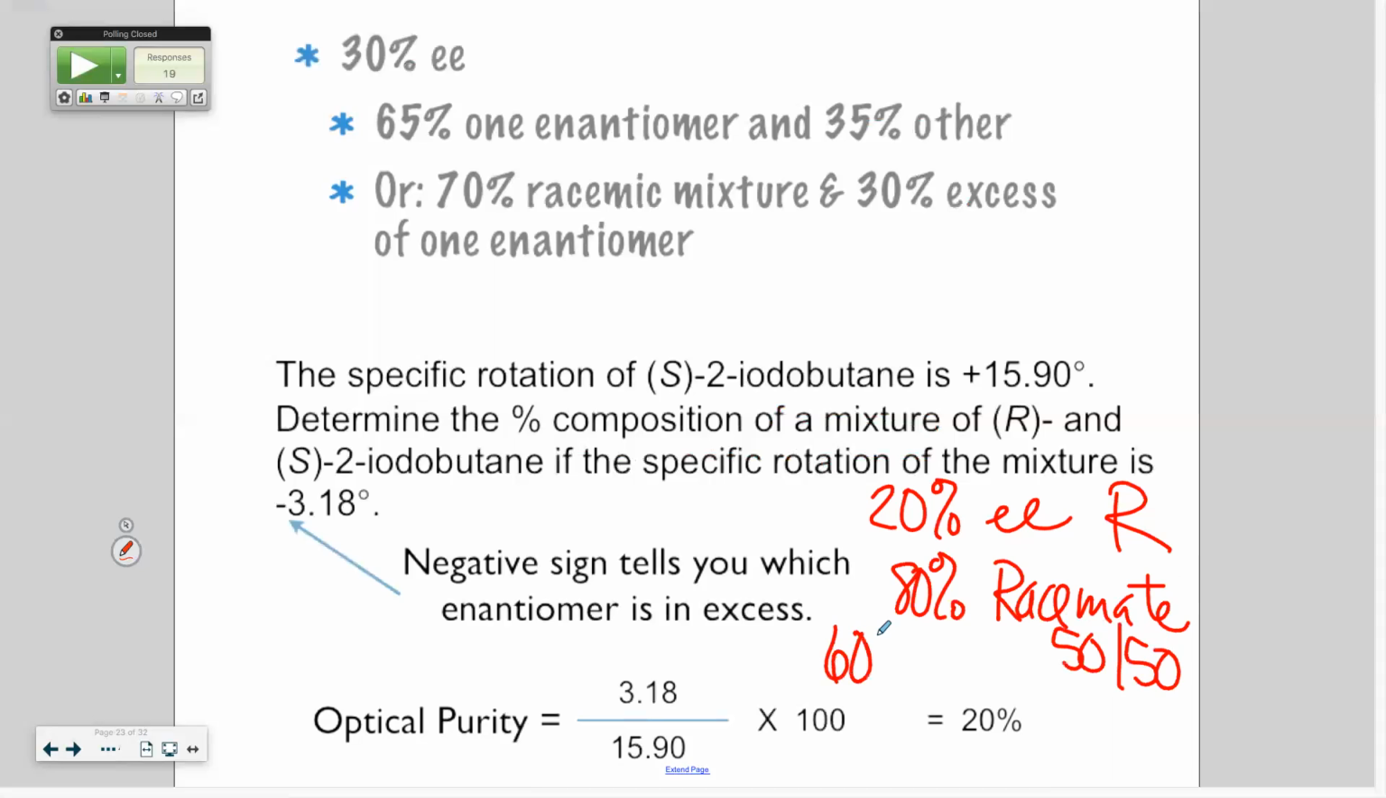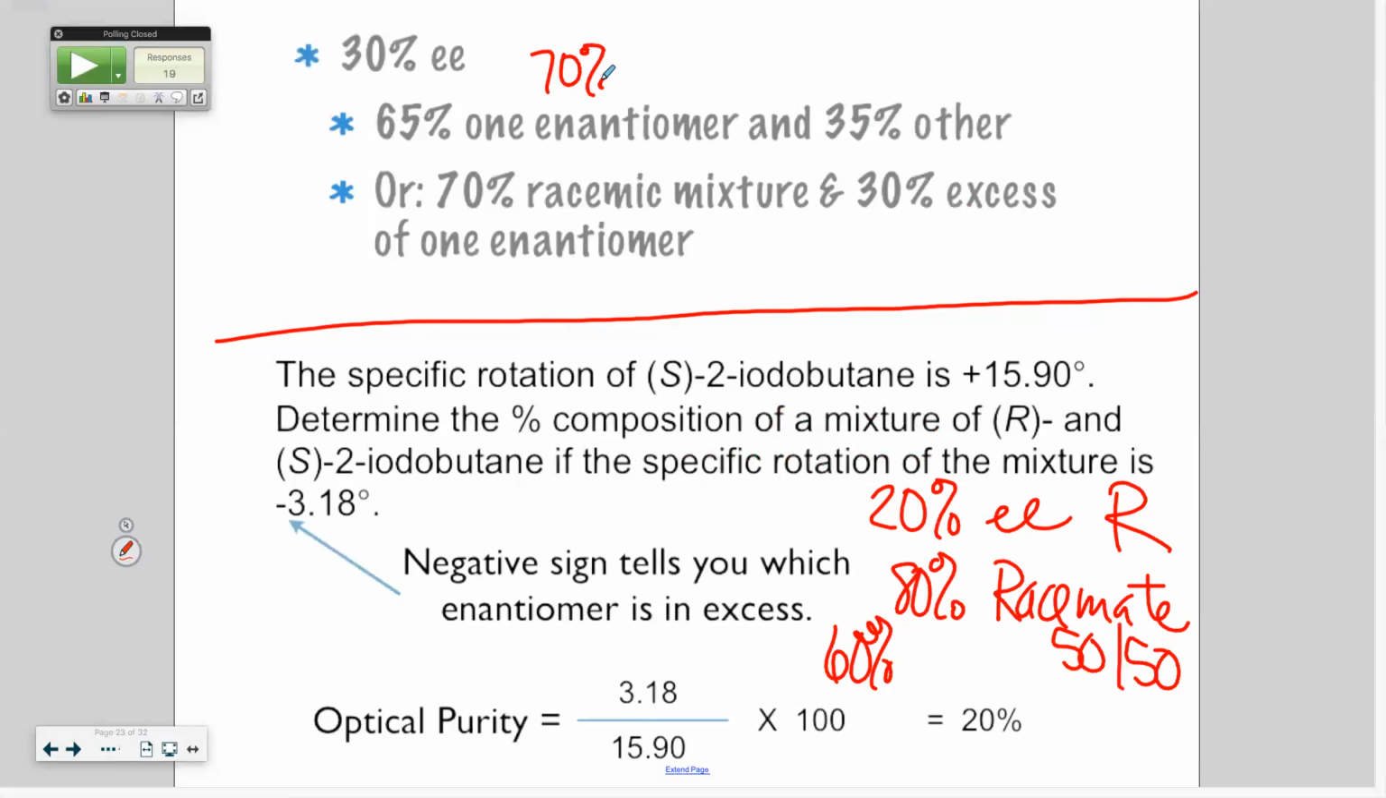So why do you have up here at the top 65? That was another example. This was the problem. That was just another example. That was, what does 30% enantiomeric excess mean? It means 65% of one enantiomer and 35% of the other, because 30% is one and 70% is the racemate. Okay, racemate is 50-50. So you have 60% R and 40% S.